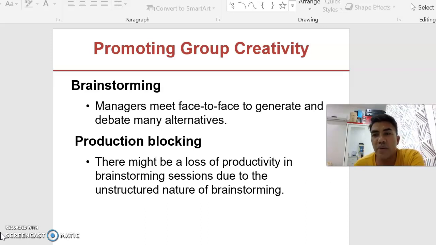The whole idea of brainstorming is for us to get as many possible ideas, and we are not going to critique the feasibility of the ideas, whether or not they are reasonable. We are just going to jot down any ideas presented by the team members. Production blocking: there might be a loss of productivity in a brainstorming session due to the unstructured nature of the brainstorming.